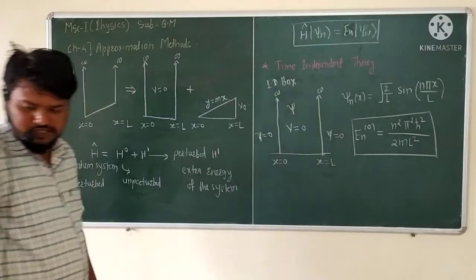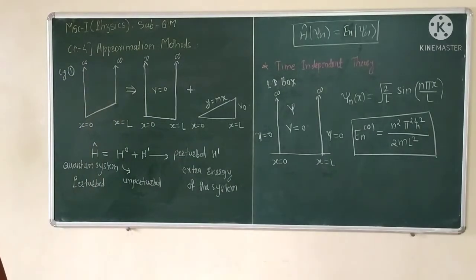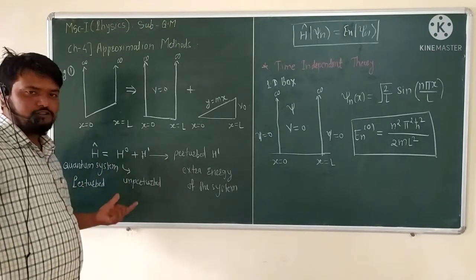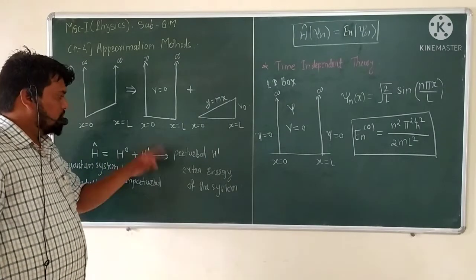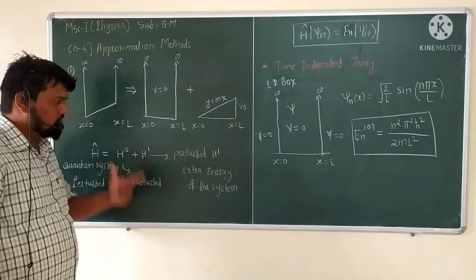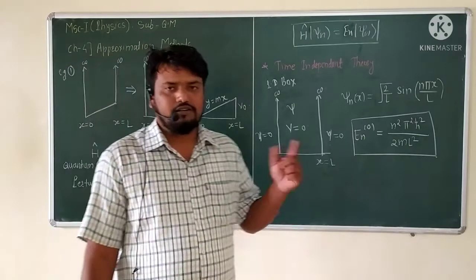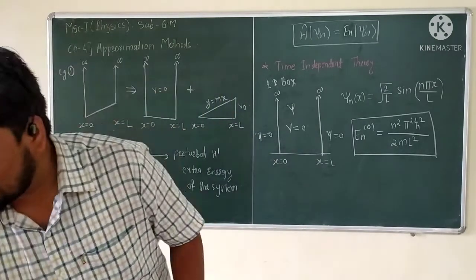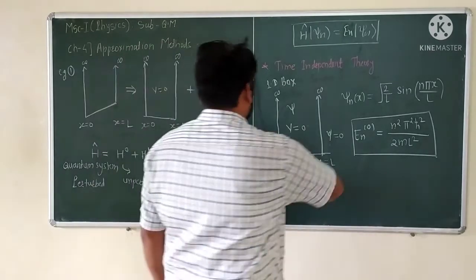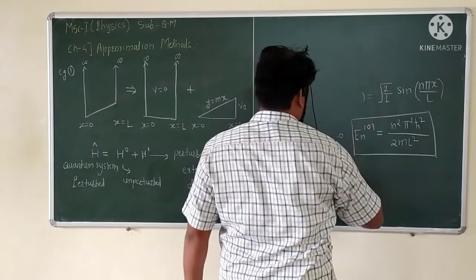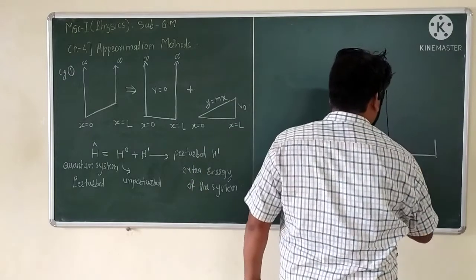Okay, so we have to understand the general idea. This quantum system is nothing but the addition of unperturbed energy plus perturbed energy, and the final energy is the addition of this perturbed and unperturbed energy. We are interested in this system to find out the perturbation energy.